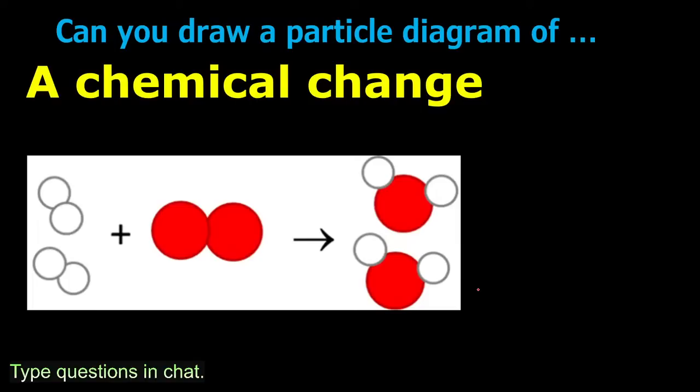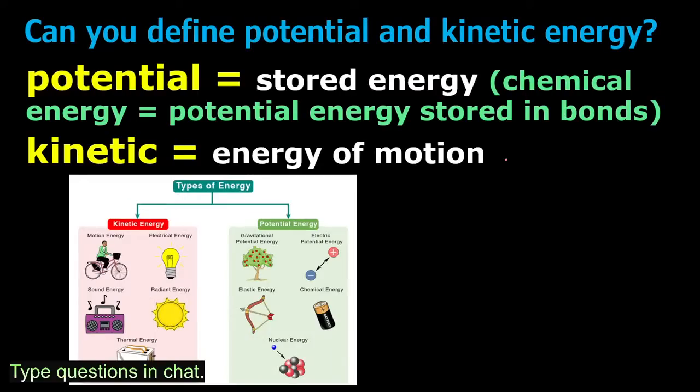Okay, you should be able to define potential and kinetic energy. Literally all energy on the planet is either kinetic or potential. Kinetic is energy of motion and potential is stored energy. Now most of the time we may be talking about chemical energy. That is the energy that is stored in bonds, but it is still potential. So all energy is either kinetic or potential. Potential is stored and kinetic has to do with movement.